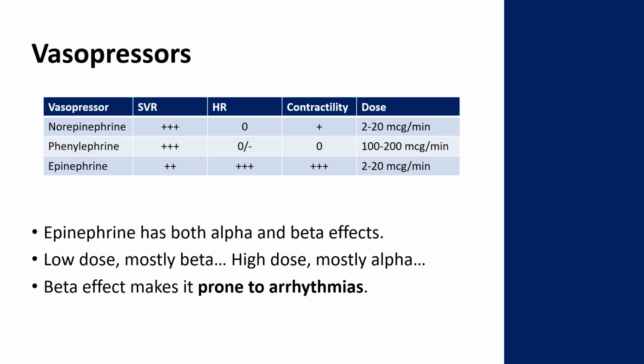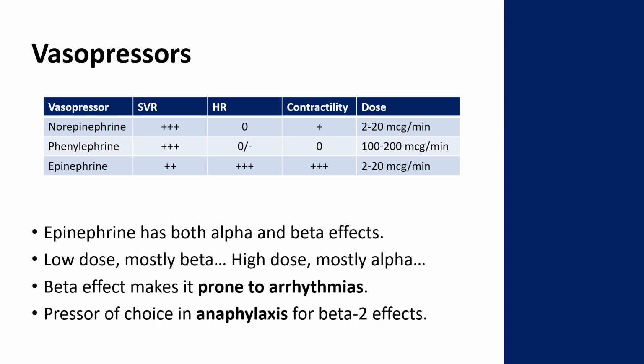The beta effect, which is really what distinguishes epi, does make it very prone to arrhythmias. So we already talked about the beta effect causing people to throw PVCs or flip into AFib or that sort of thing. And that kind of phenomenon is quite a bit more common with epinephrine. So we tend to avoid it as a first-line agent, except in the case of anaphylaxis.